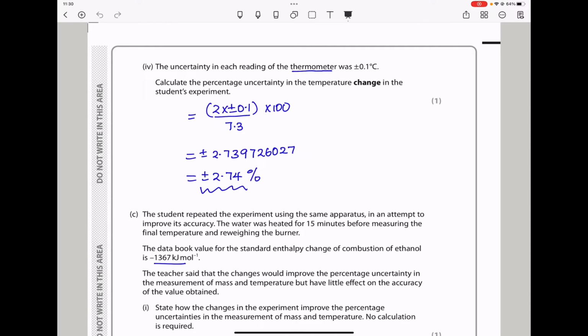So the uncertainty in each reading of the thermometer is plus or minus 0.1. They want you to calculate the percentage uncertainty in temperature change in the student's experiment. The thermometer is read twice, so the percentage uncertainty is going to be 2 times the uncertainty which we have, divided by the value that is measured, times 100. And again, writing my answer to 3 significant figures, I rounded off to 2.74%.